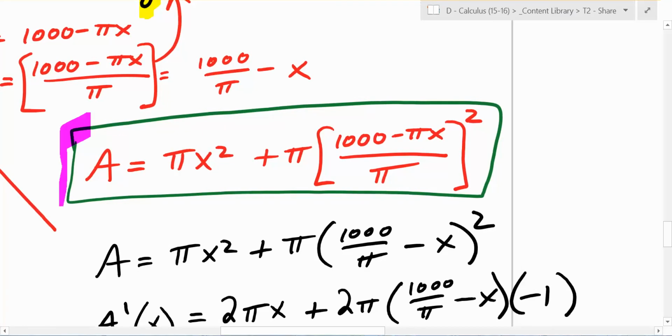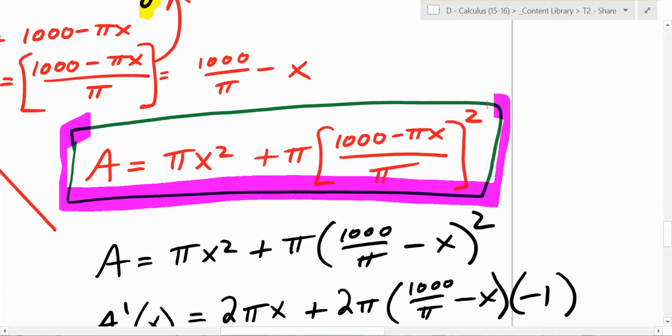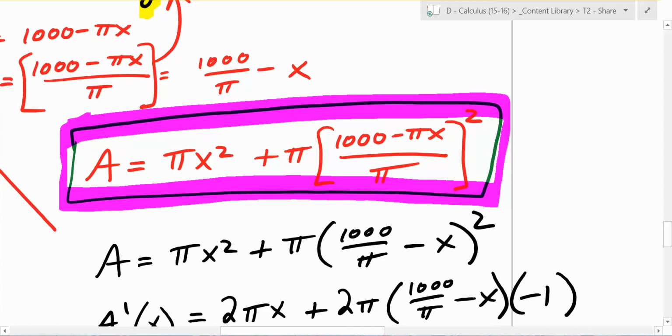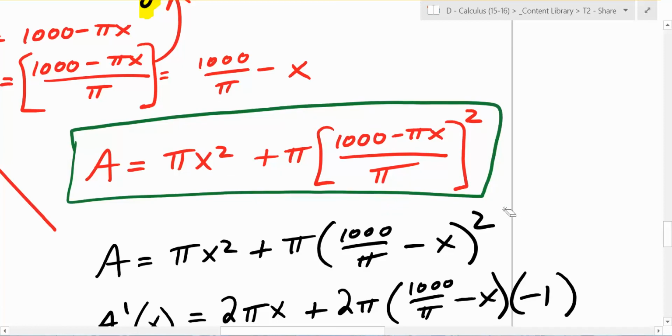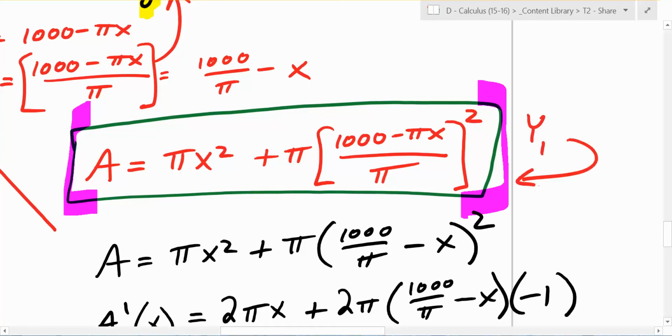Type this in as y1 into your calculator right now, everybody. Do that now. Type that in as y1 into your calculator. Be really careful, everybody. Is it really easy to type that in wrong? Yes. Type that into y1 into your calculator right now.